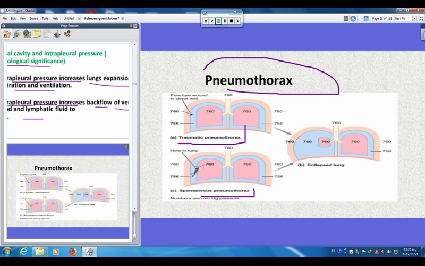the pleural space, and in this case it causes the lungs to collapse. Okay, you can see in these lungs that it is not normal. This one is normal, but this one is collapsed because the pleural pressure is not negative. Okay.